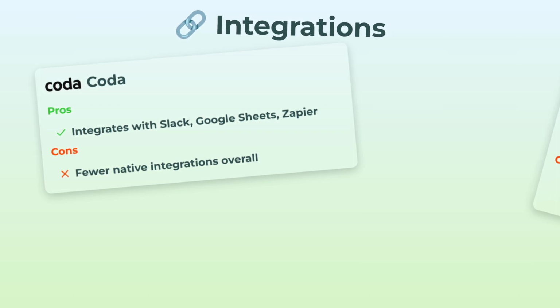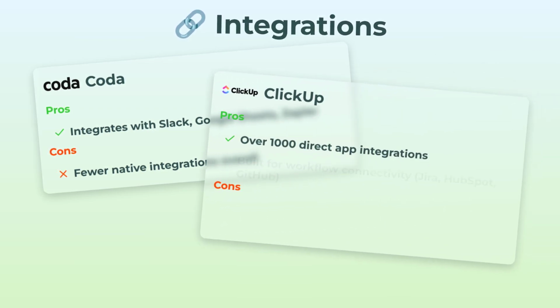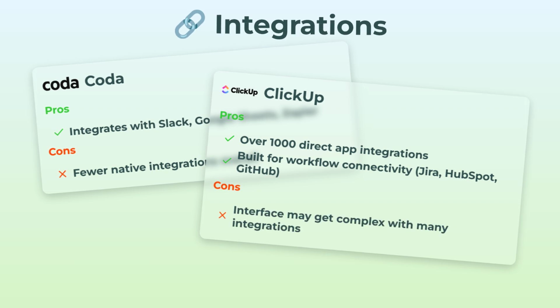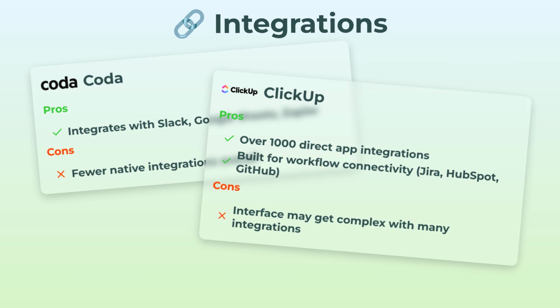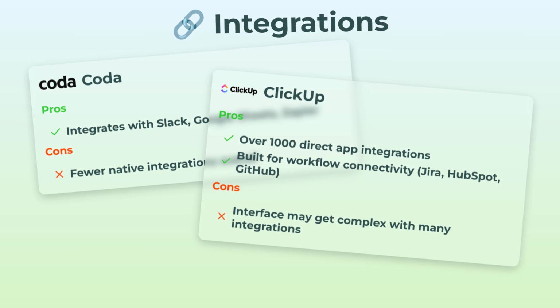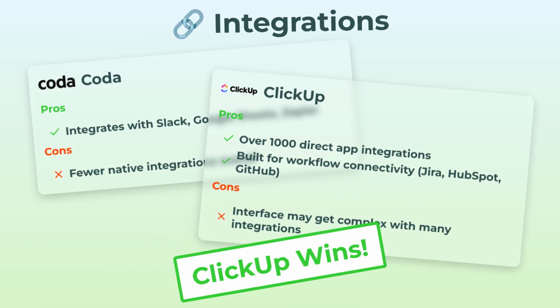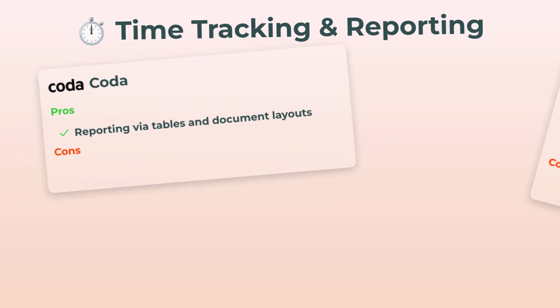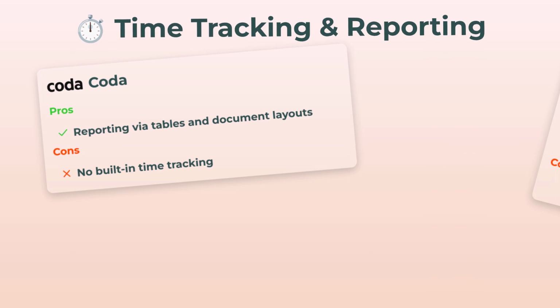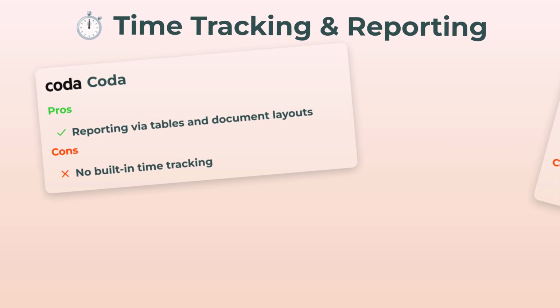Now get this. ClickUp integrates with over 1,000 apps. Yeah, it's nuts. Jira, HubSpot, GitHub, you name it. Downside? If you use a ton of integrations, the interface can get kind of wild. But for workflow hunters, ClickUp absolutely dominates in integrations. Next, time tracking and reporting. Coda can kind of hack reports through tables and layouts, but you're not going to find built-in time tracking here. Basically, if you need to know who spent how much time on what, sorry, look elsewhere.